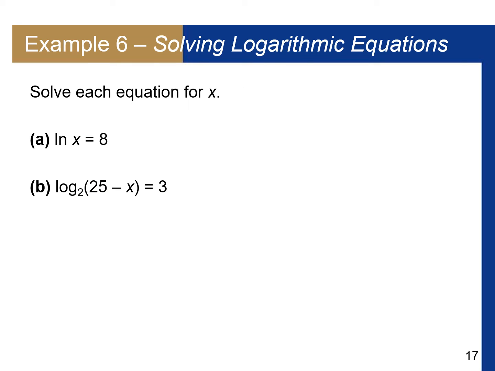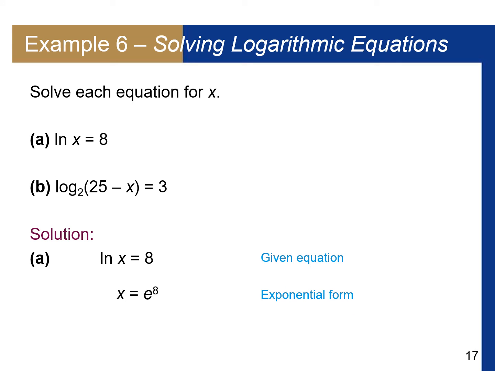So solve each equation. Here we have the natural log of x equals 8, and then we have log base 2 of 25 minus x equals 3. Now remember, natural log is the log base e. So if I have natural log of x equals 8, that means e to the 8 equals x, and I can put that in my calculator and get my estimate.